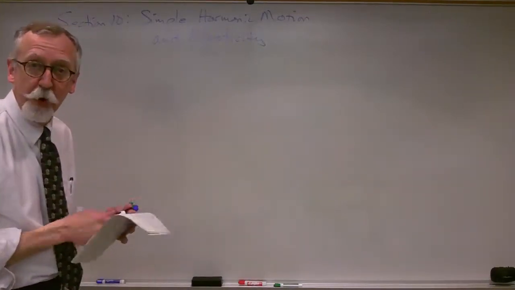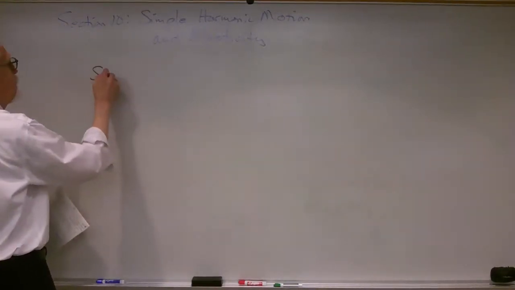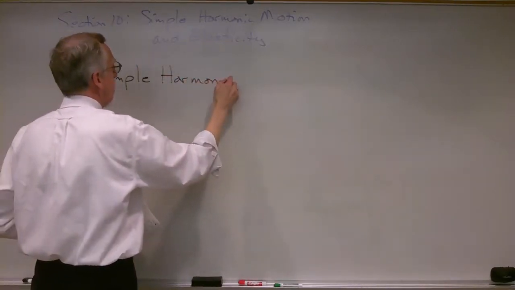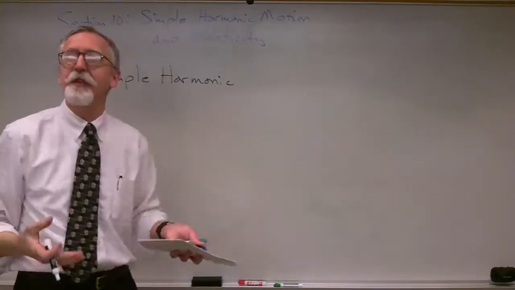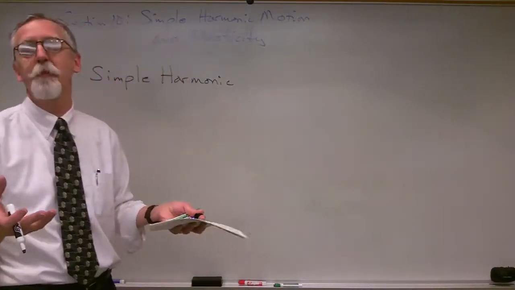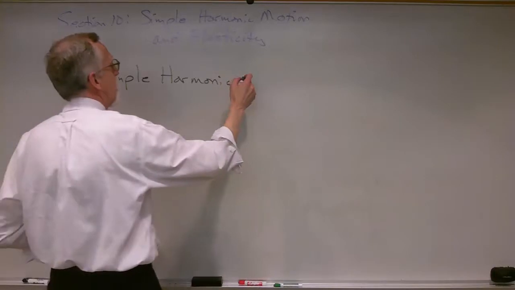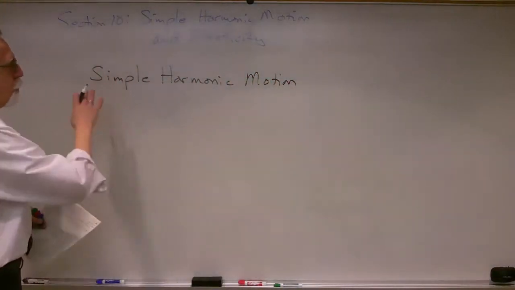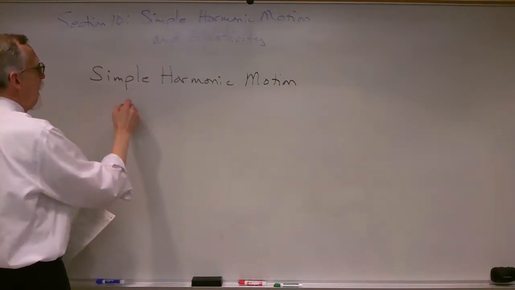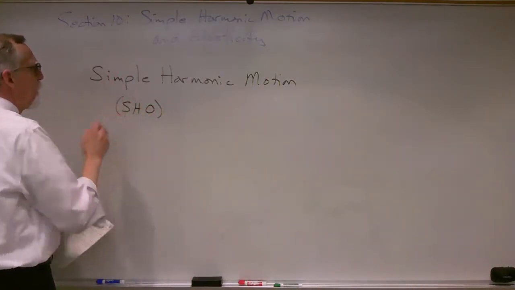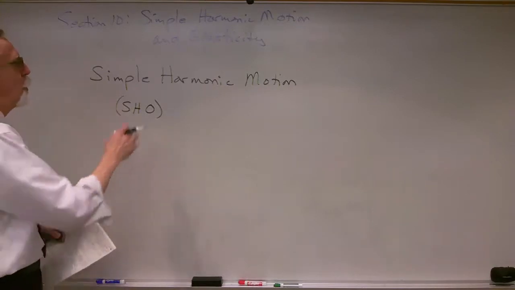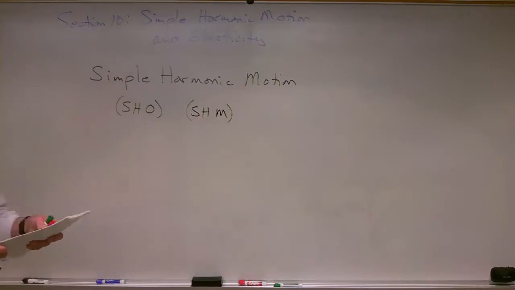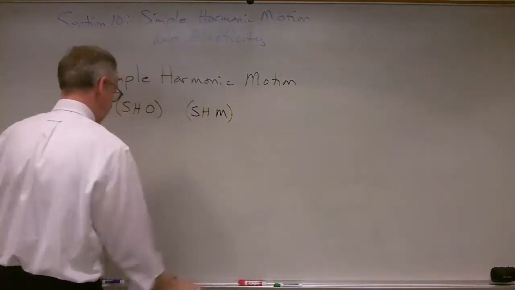This particular kind of motion is called simple harmonic. That object is a simple harmonic oscillator. The type of motion that it has is called simple harmonic motion. So we'll refer to the actual object as a simple harmonic oscillator, an SHO, while the motion is SHM, simple harmonic motion.